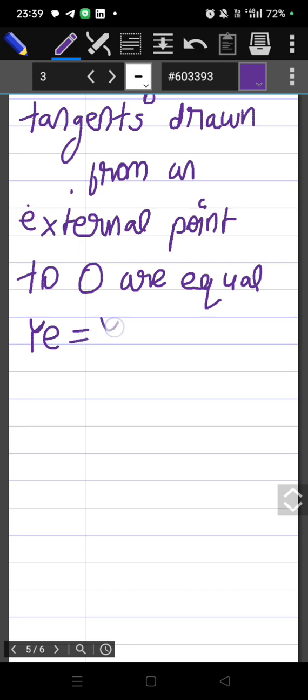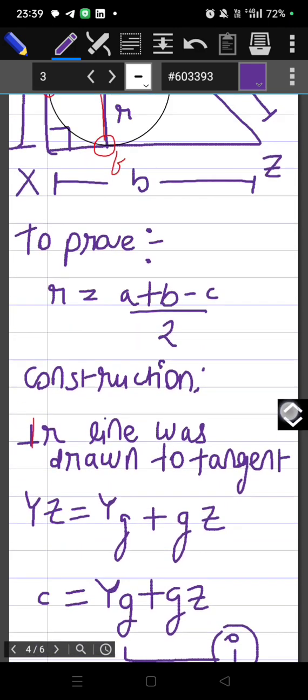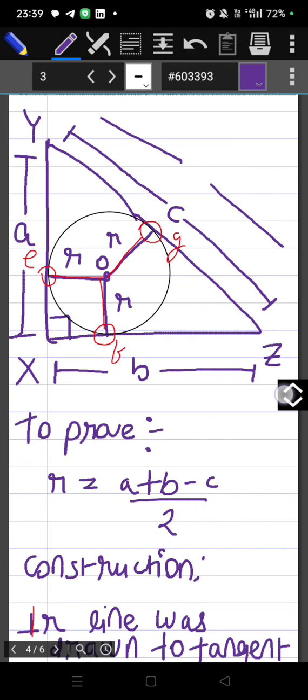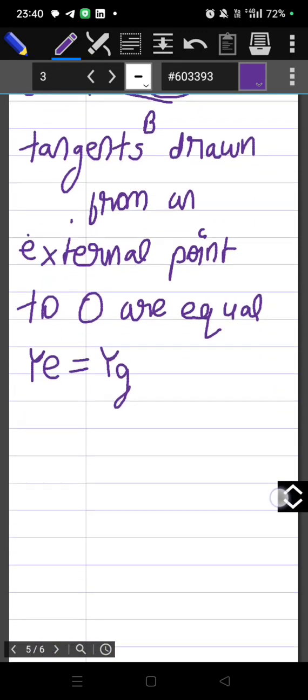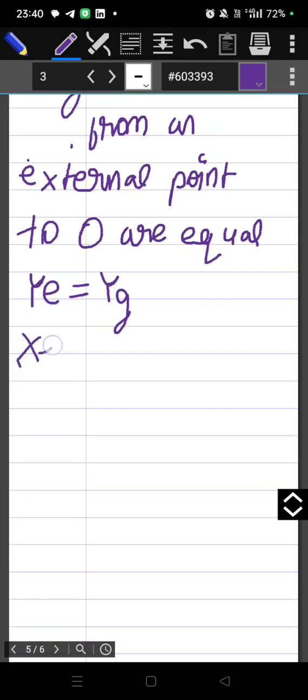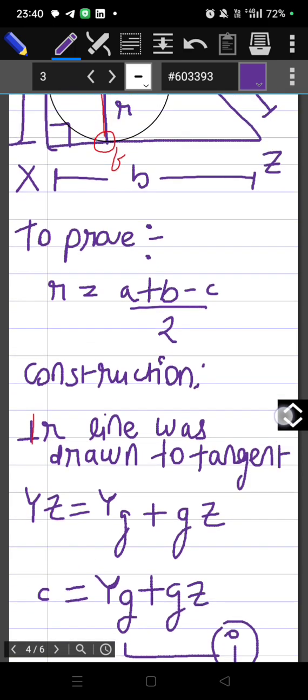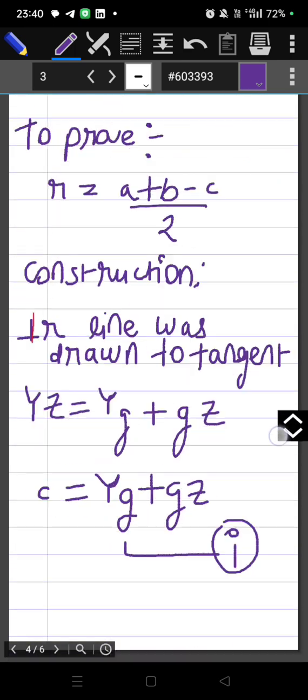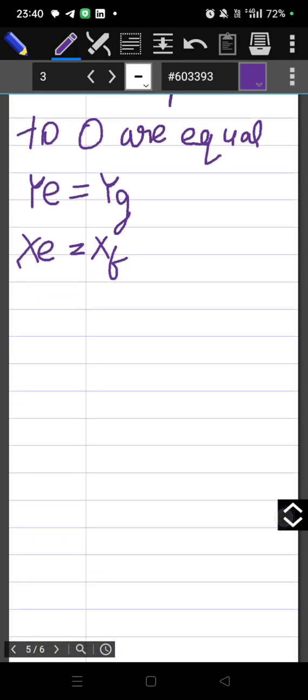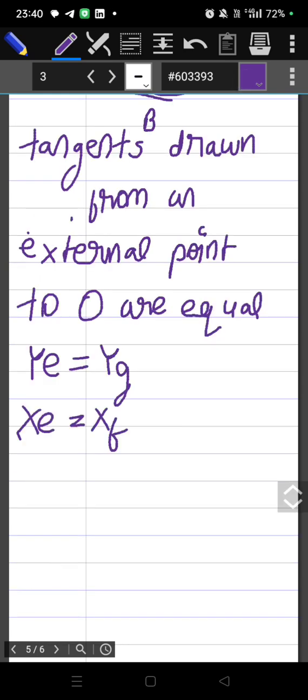YE equals YG, and let us go back to the diagram. XE equals XF, ZB equals ZC, ZG equals ZF.